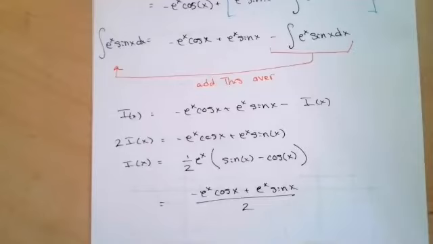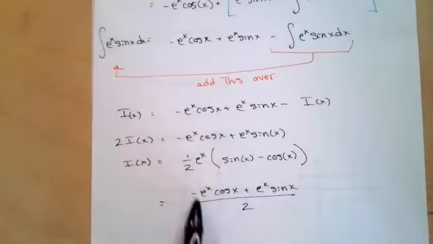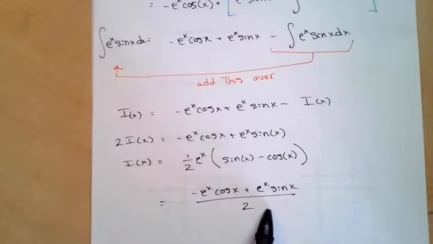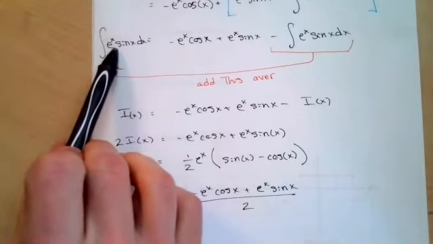Everyone see how that trick works? So as a check, take a derivative of this guy and see what you get. We should get back e to the x times sine of x.